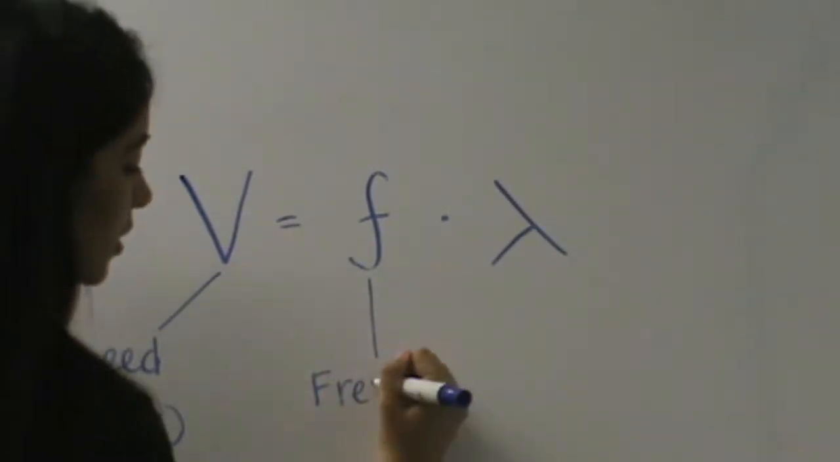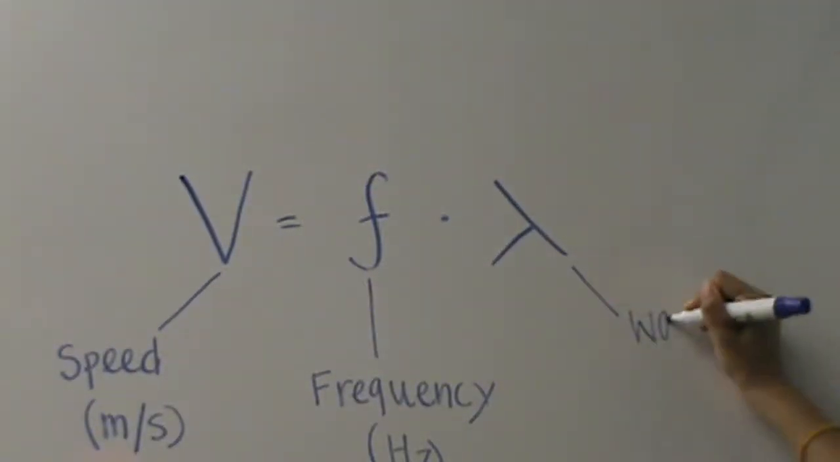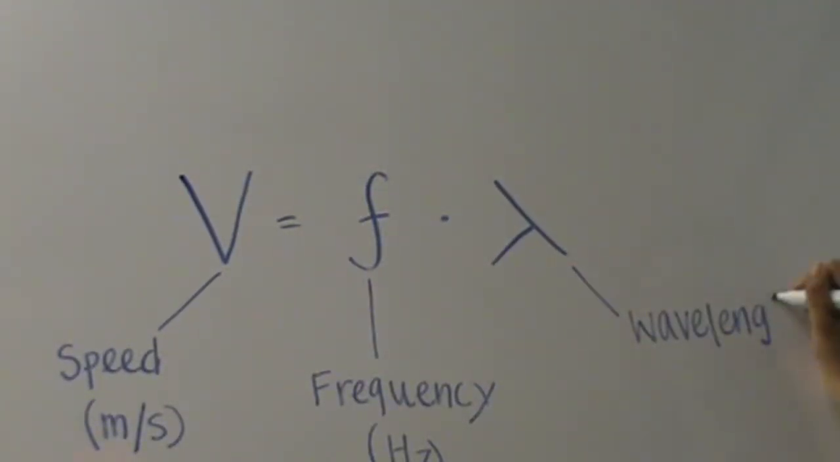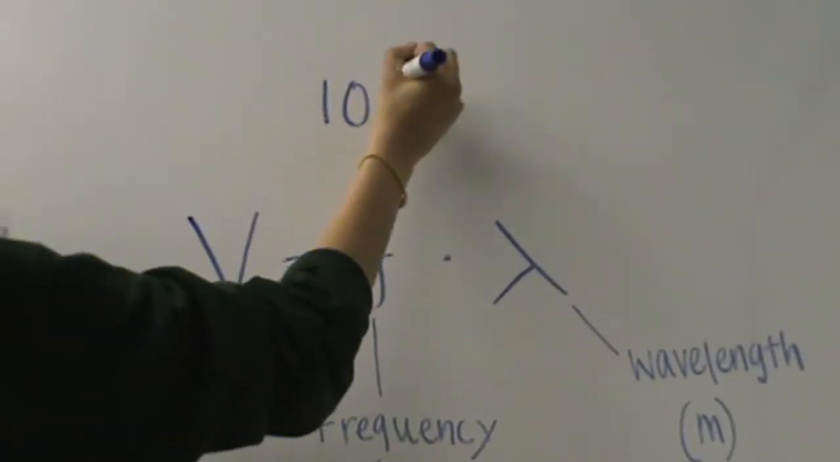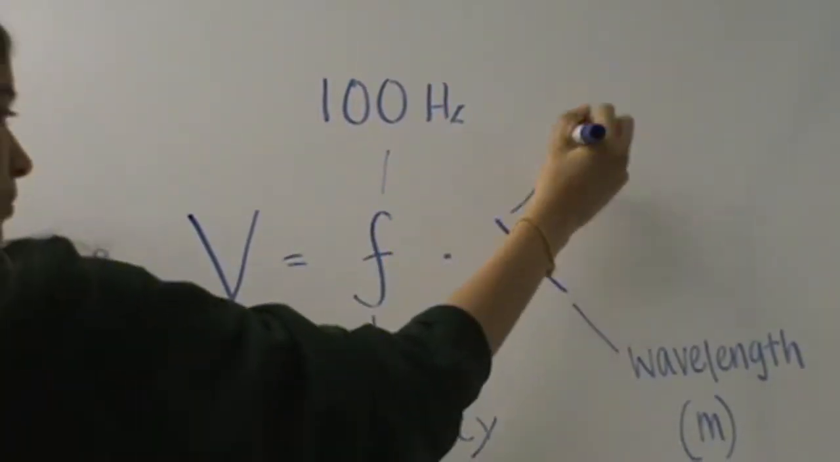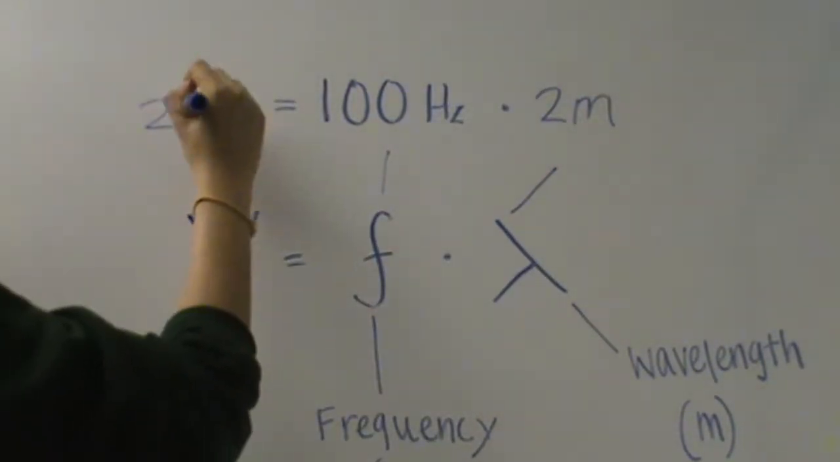The speed of a wave is related to its frequency and wavelength according to this equation, v equals f times lambda, where v is speed in meters per second, f is the frequency in hertz, and lambda is wavelength in meters. For example, a wave with a frequency of 100 hertz and a wavelength of 2 meters travels at 200 meters per second.